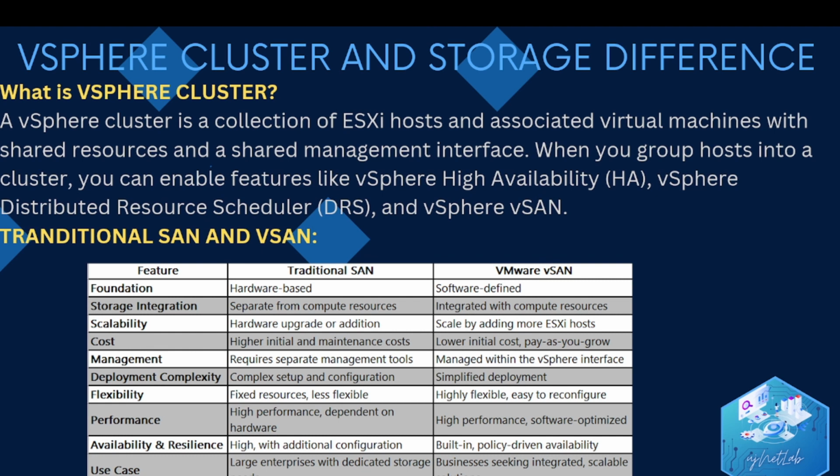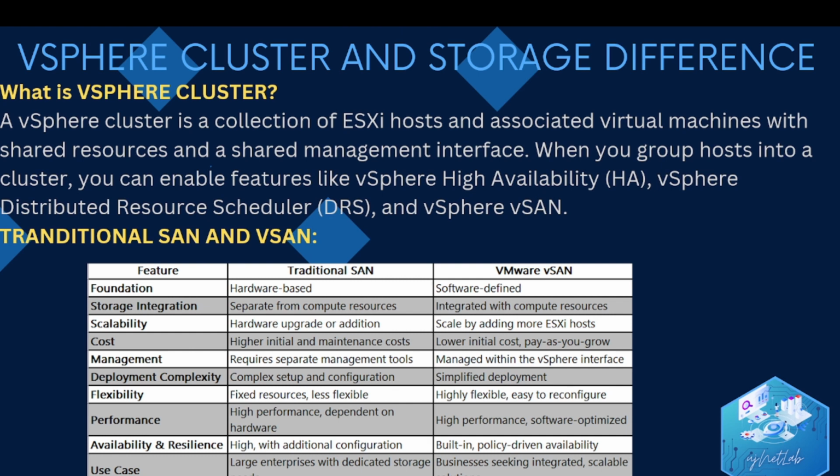We already discussed the differences. The traditional SAN and the VMware vSAN: one is hardware defined while the other is software defined. Storage is separate from the compute resources in the traditional SAN, and it is integrated in the vSAN. Similarly, the cost is higher in the traditional SAN, and management uses different tools for the traditional SAN, while in VMware it is just managed with the vSphere interface.